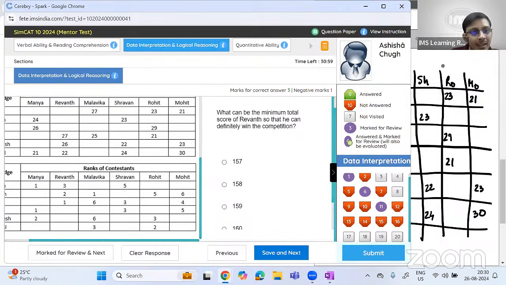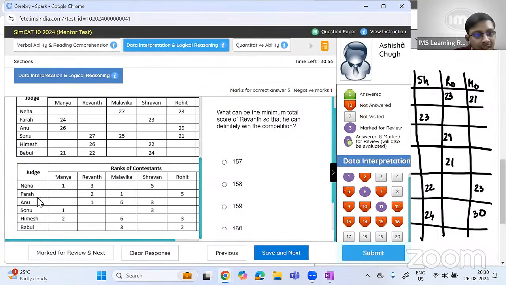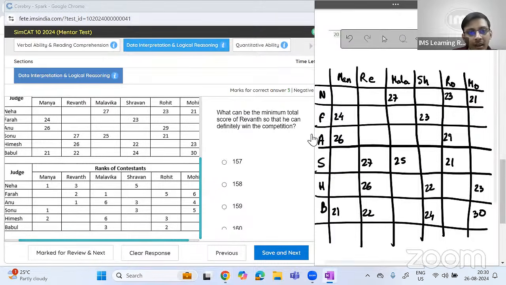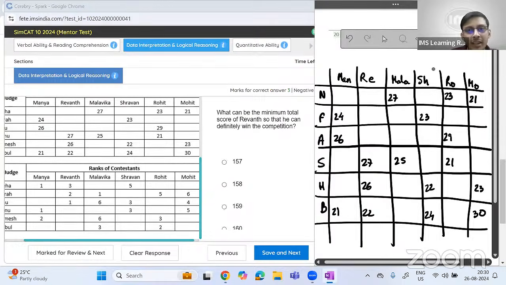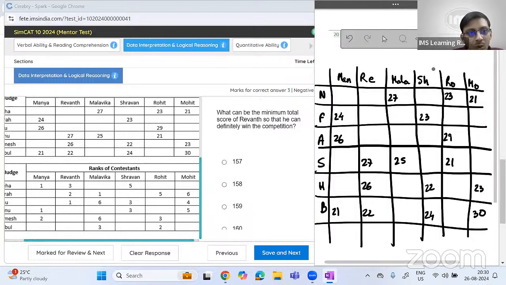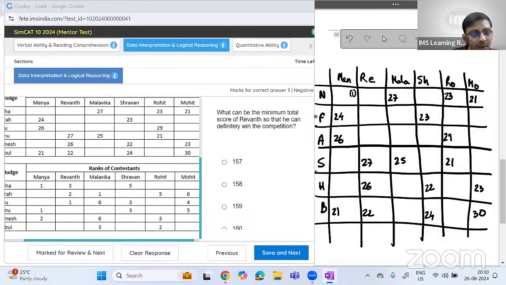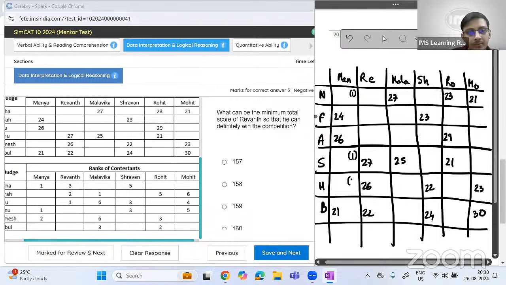Okay, now let's use this. So Neha gave rank 1 to Manya. So Manya will have the maximum rank here. Okay, Manya will have the best rank, so the maximum score in this row. Okay, fine. Okay, let me just note all of these down. So the rank is 1 here and 2 here. Okay, then 3, 2, 1.